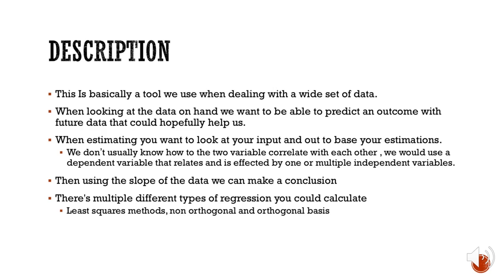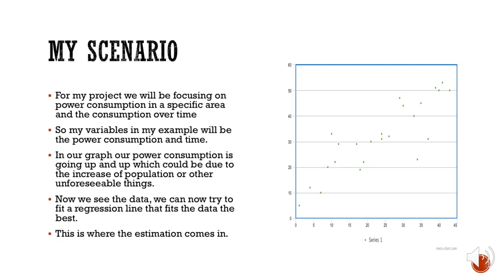There are multiple different regressions that we could calculate: the least squares method, non-orthogonal, and orthogonal bases. In my scenario, since I'm an electrical engineer, I want to relate it to power consumption in a specific city. So the two variables I chose were time and power consumption. There could be other variables I can use, like development, area growth, population growth, but I'm just going to keep it simple.